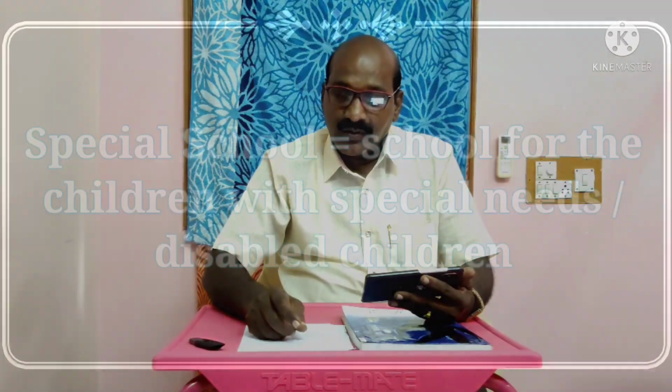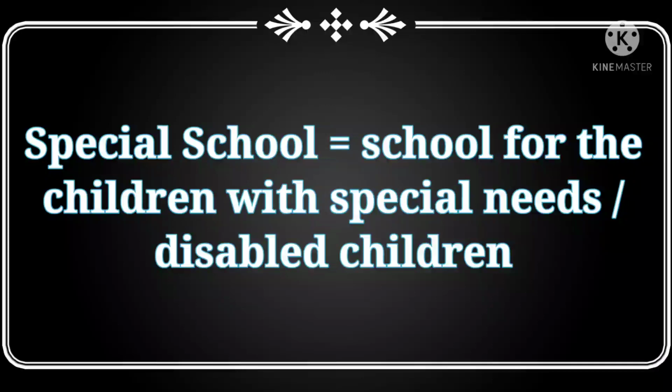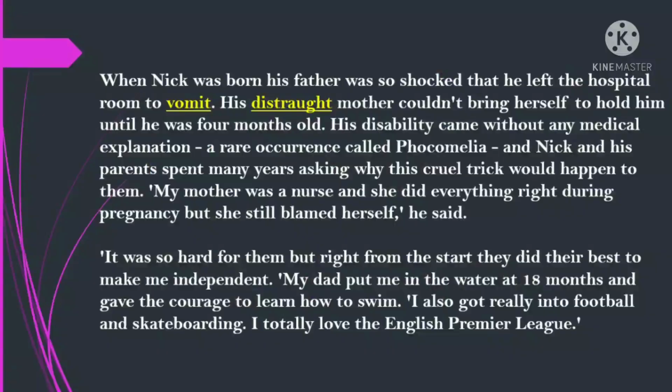What is a special school? A special school is nothing but a school for children with special needs or disabled children. His parents did not send him to a special school, and the decision seemed very hard for him initially. But later he realized that the decision taken by his parents was the best decision.